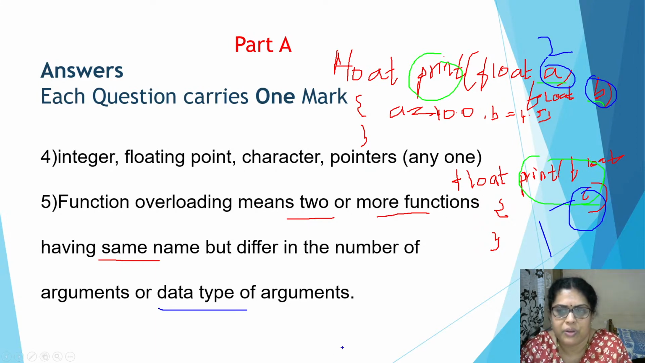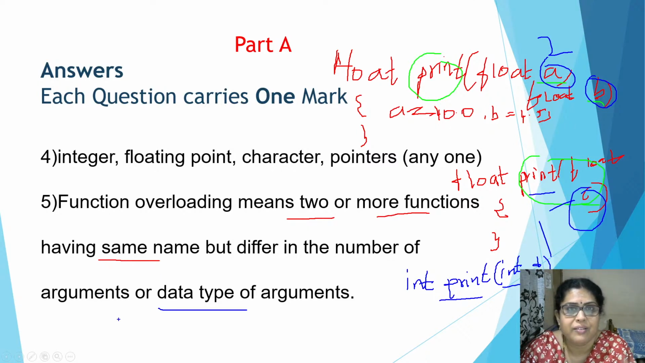So here I can have one more function. I can say int print, and then I can say int d. If you can see, for these two the name of the function is the same, but the arguments being passed are different. So this is what we mean by function overloading. Hope you have understood all these questions.